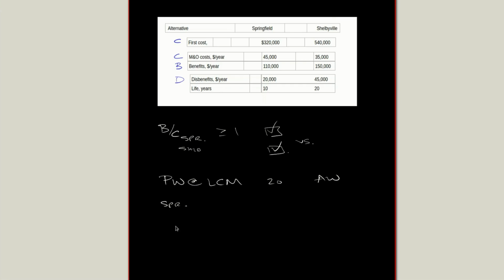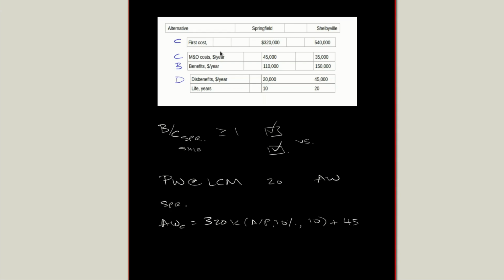Now, annual worth of the costs. Right, so this first cost needs to be translated, right, or converted. So 320, okay. A given P, it's evaluated at 10%. And for how long? 10 years. And then that's going to be added into 45, right?